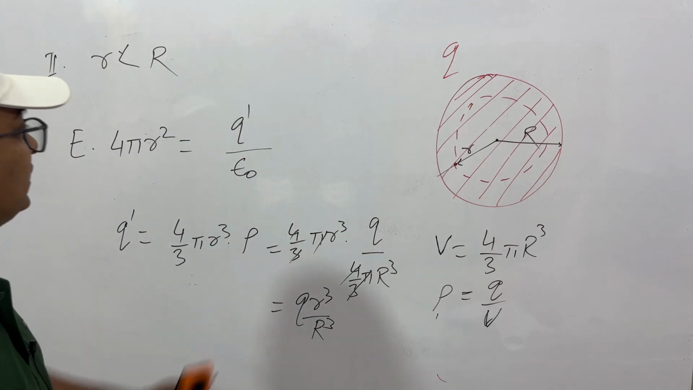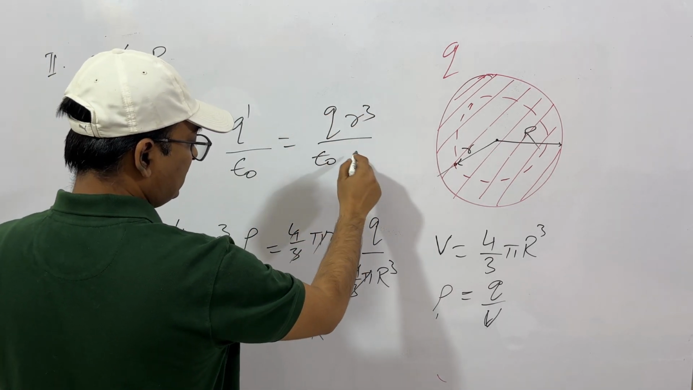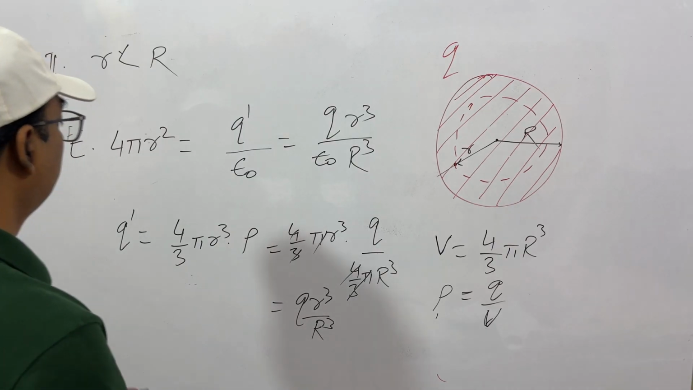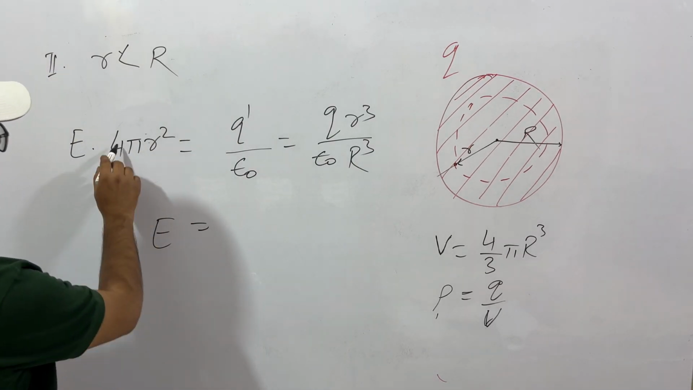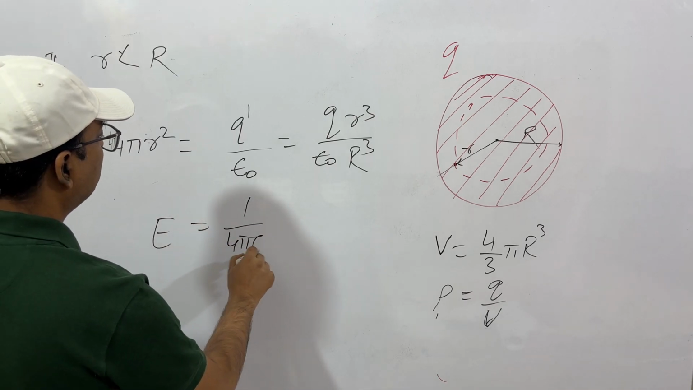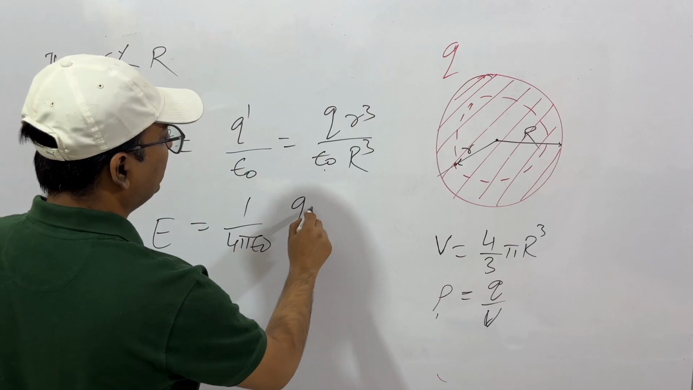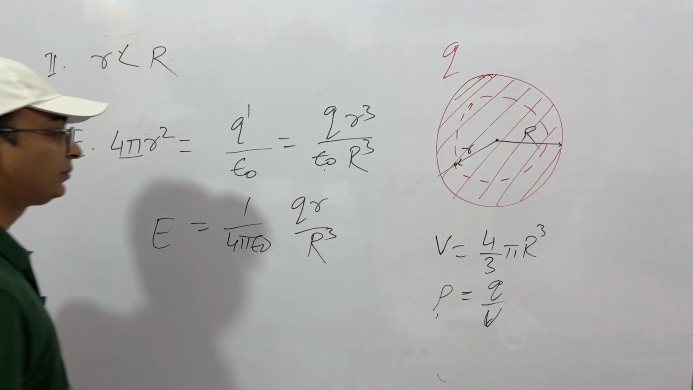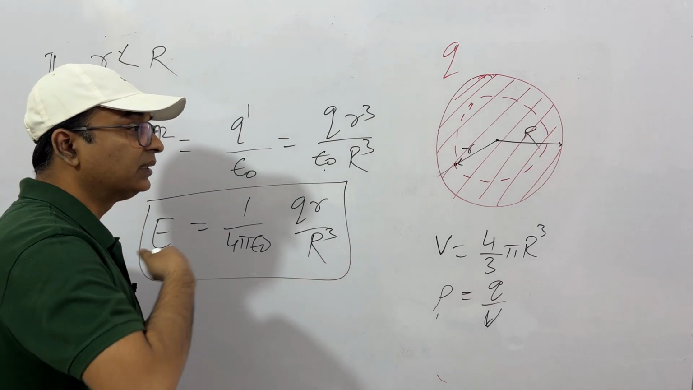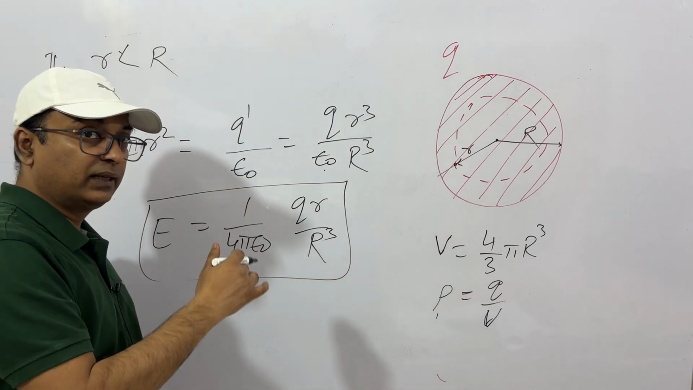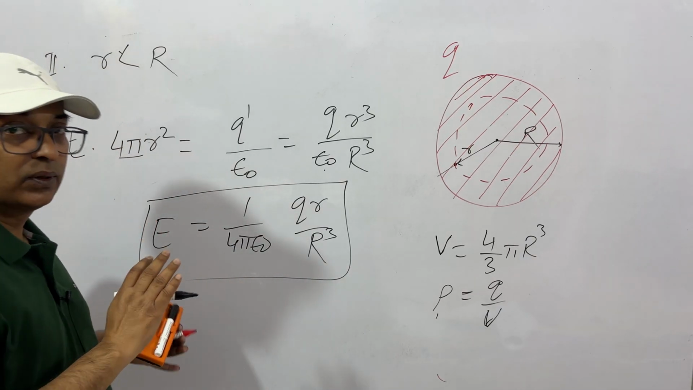So Q dash, you can put this also, that is Q r cube by epsilon 0 r cube, and when you take the value, E is, here you will get 1 by 4 pi epsilon 0 from here and 4 pi from here, and r square cancels this, so you have Q r by r cube. This is the expression for the magnitude of the electric field, and you know if the charge is positive, it is radially outward, and if the charge is negative, it is radially inward. So I think you have got the concept.